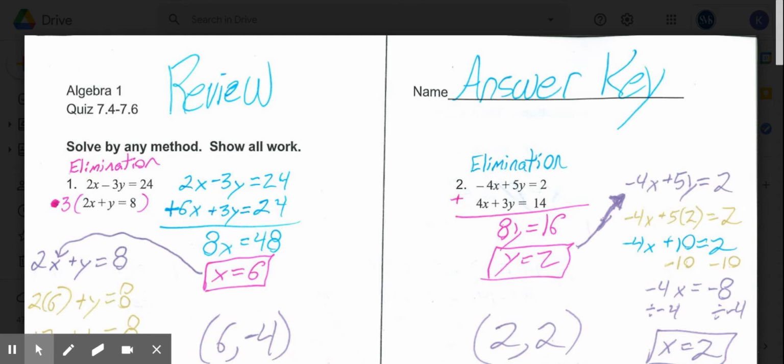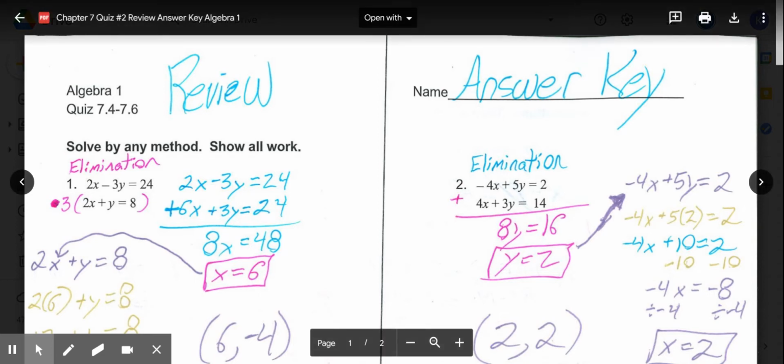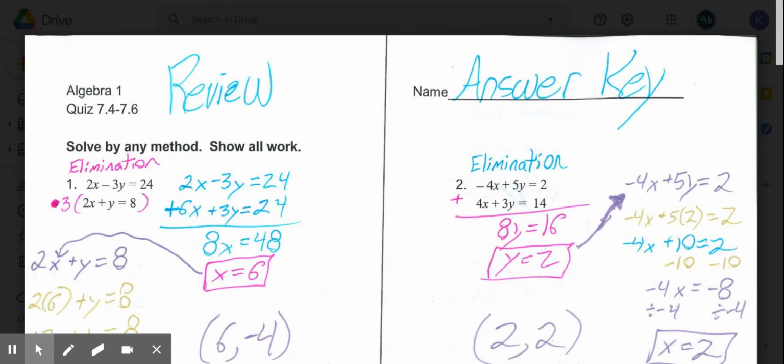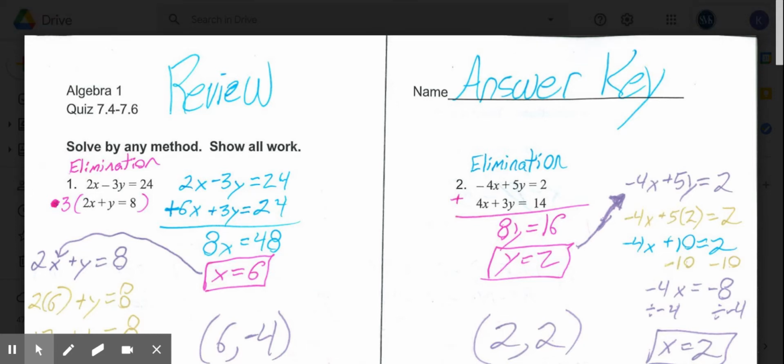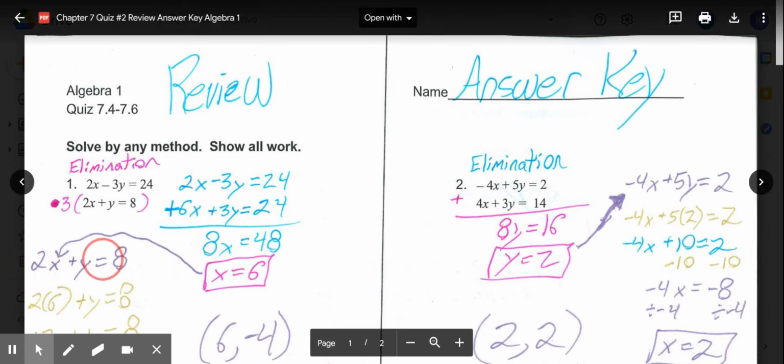So in number 1, I decided to cancel the y's by multiplying the bottom equation by 3. So we end up with 2x minus 3y equals 24 plus 6x plus 3y equals 24. So that would give us 8x equals 48 when we add the two equations together. Divide 48 by 8, and we know x equals 6. Then substitute the 6 back into one of our original equations.